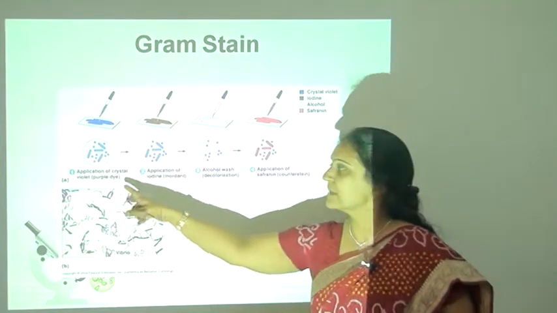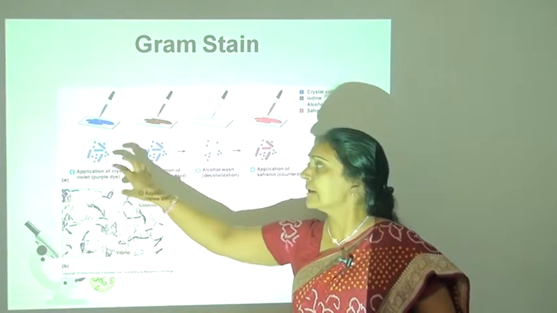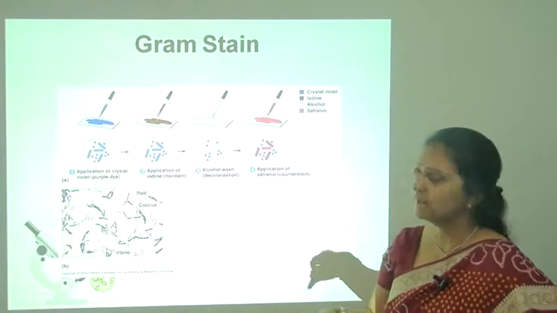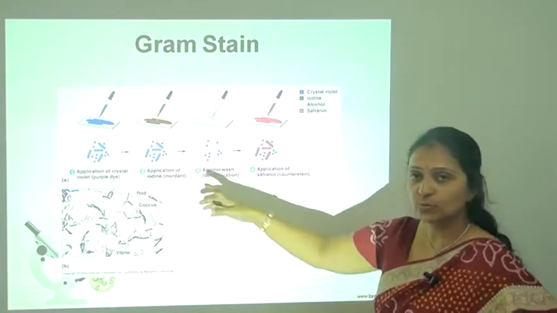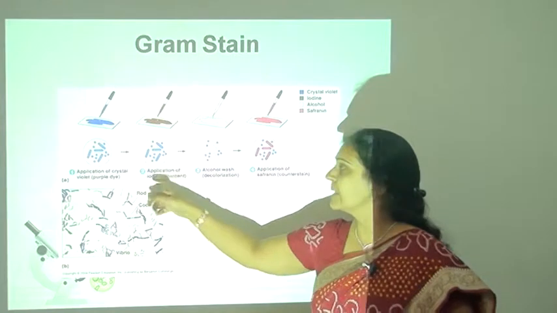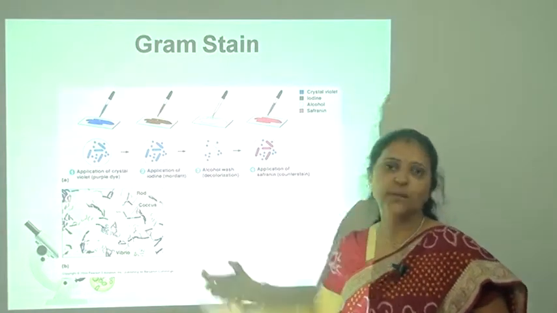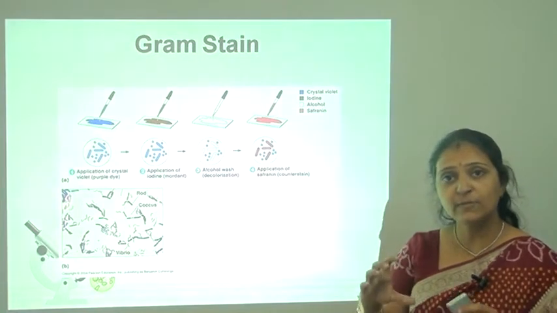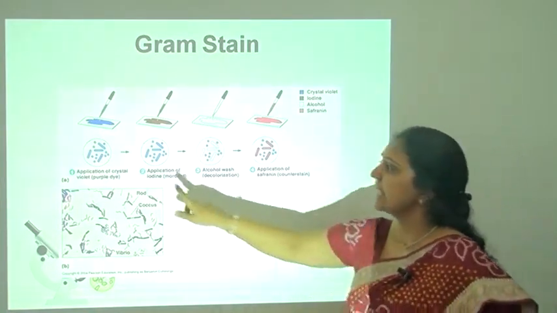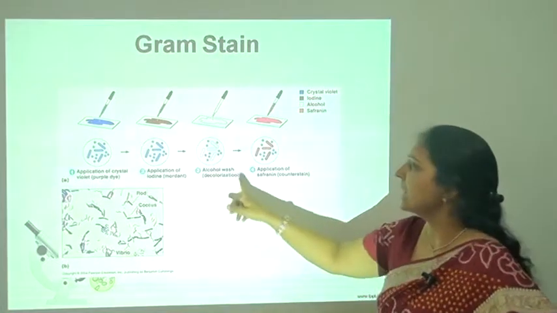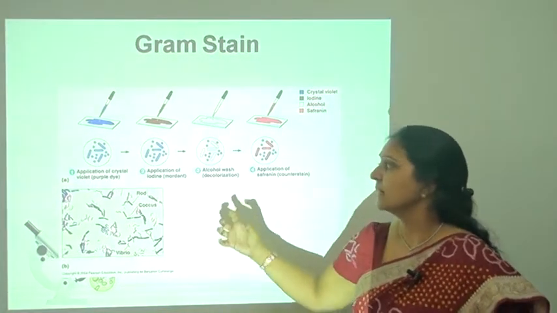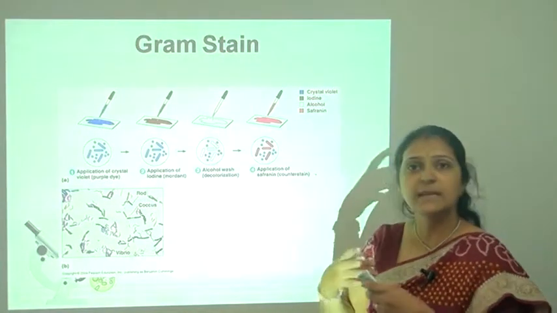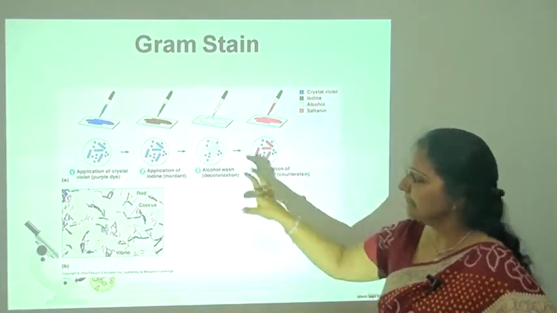This is the method for gram staining. The first step is the application of crystal violet. Gram positive bacteria will retain the crystal violet, and gram negative bacteria will not retain the crystal violet in the second and third steps. The second step is the application of the mordant, that is iodine. This mordant intensifies the stain and increases the bonding between the cell and the crystal violet. The third is the alcohol wash. During this alcohol wash, gram positive bacteria retain the crystal violet, and gram negative bacteria lose the crystal violet and remain unstained.